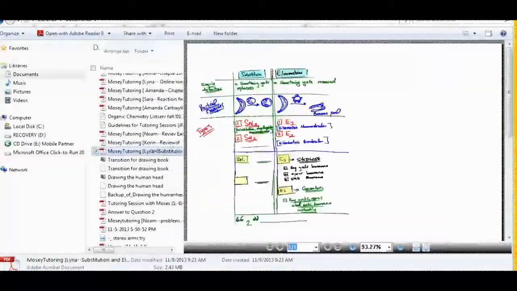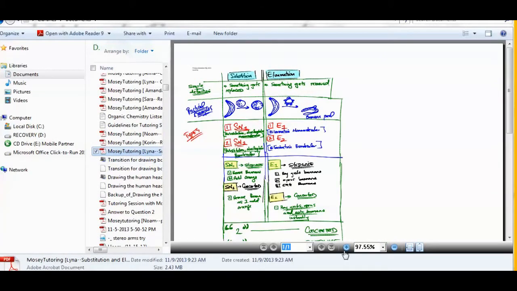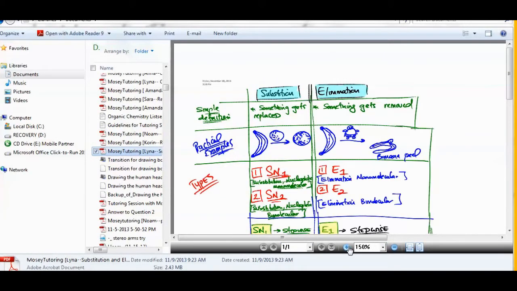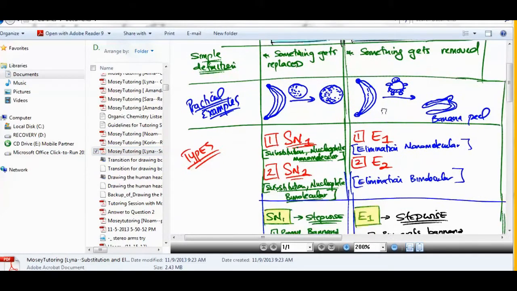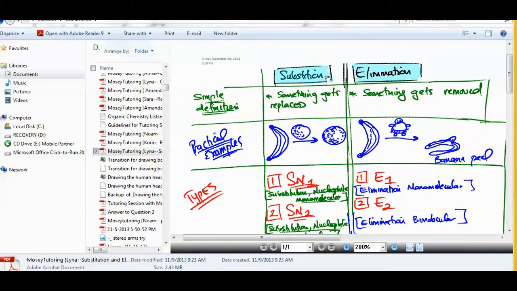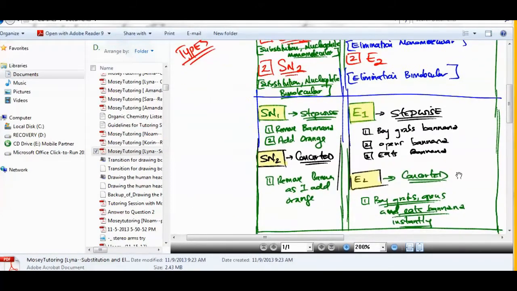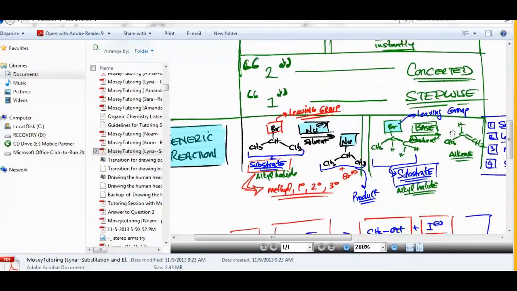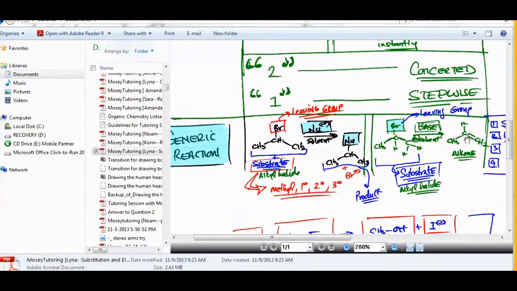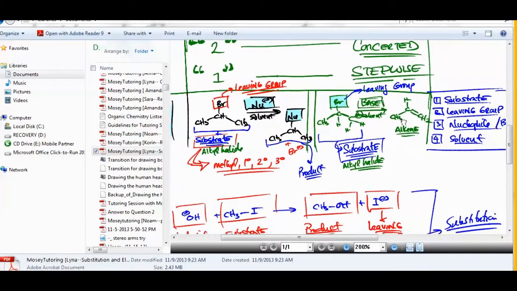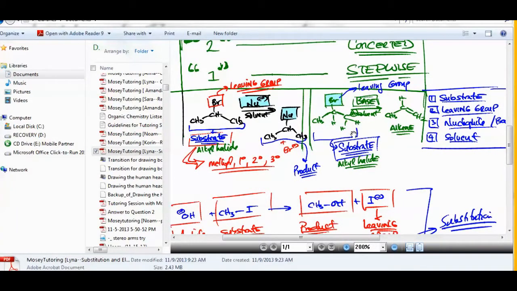Just really fast before we jump into the rest of the stuff. Remember this. If we're talking about substitution, we're simply replacing something with something else. If we're talking about elimination, something is going to get removed and it's being replaced by a double bond. There are two different ways elimination can happen, E1 and E2. E1 is stepwise, we're going through a carbocation. E2 is concerted. It's one go.